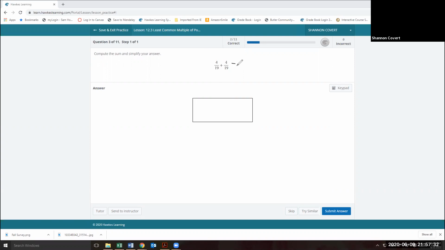Now, what this one has is nice because it already has the 19 there. So I simply add the numerators. 4 plus 4 is 8. I do need to reduce if I can. I don't think that reduces. So my answer is going to be 8 over 19.